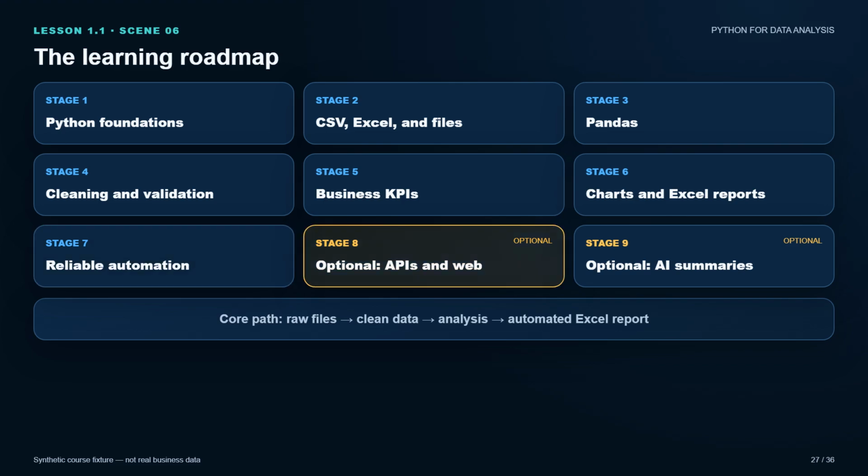Those 7 stages complete the core business reporting project. After that, optional modules introduce responsible API and web data collection, followed by a narrowly scoped AI-assisted summary. The calculations and validation remain deterministic. Any generated summary stays clearly labeled and requires human review.